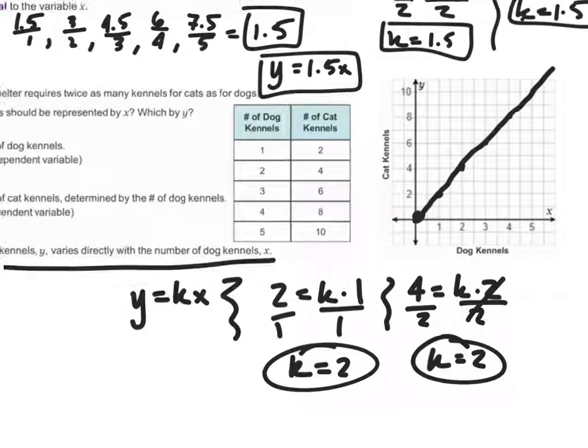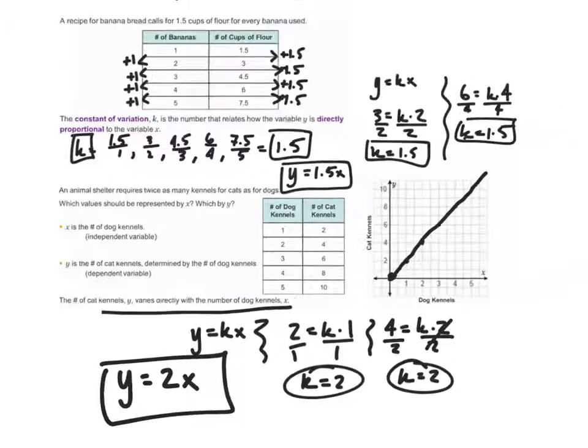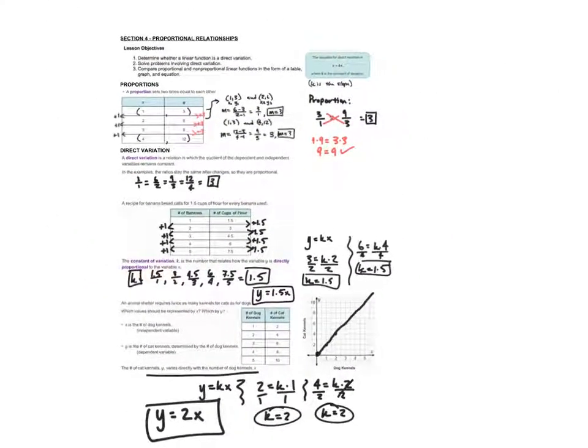So we can write an equation like this and say y equals 2x. It's pretty much just like writing linear equations, but it's using the concept of varying directly. And if we know that, then it's easy for us to write the equations.